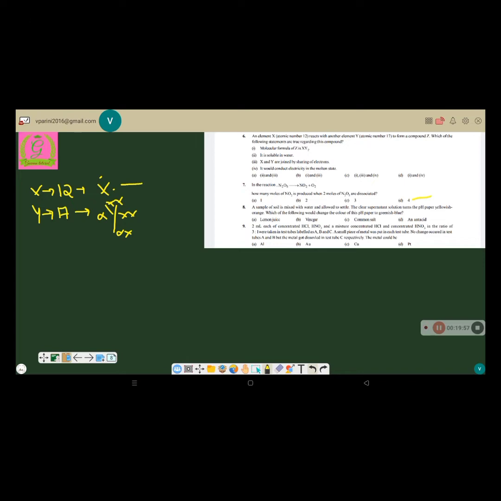If any element has outermost electrons less than 4, it is called a metal. If any element has outermost electrons greater than 4, it is called a non-metal. So in this question, X is a metal and Y is a non-metal. Between a metal and a non-metal, an ionic compound is formed, and the compound's formula is XY2. It has a high melting point because it is an ionic compound, and it is soluble in water. X gives 2 electrons, and Y gains 1 electron.